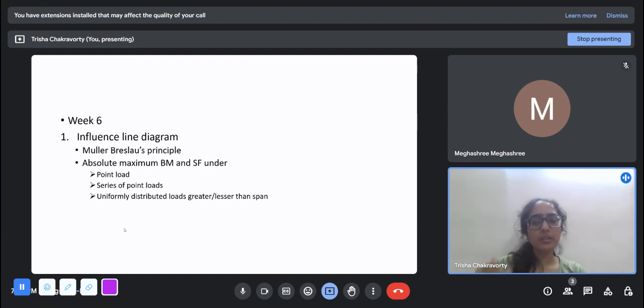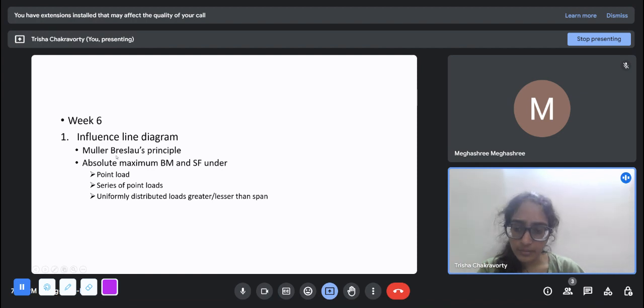which are basically used to find the maximum bending moment and shear force, or the maximum response of a structure under moving loads. In general, when we find bending moment and shear force diagrams, or when we analyze, we take a fixed loading pattern and calculate. But in real life, the loads applied on a structure will not be fixed, they can move along. For example, in a bridge, a car or a truck can move along its length. So influence line diagrams are where they come into the picture.